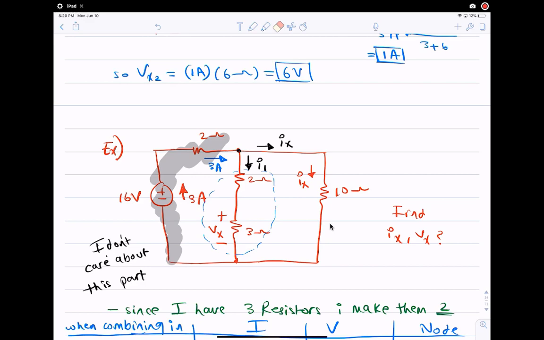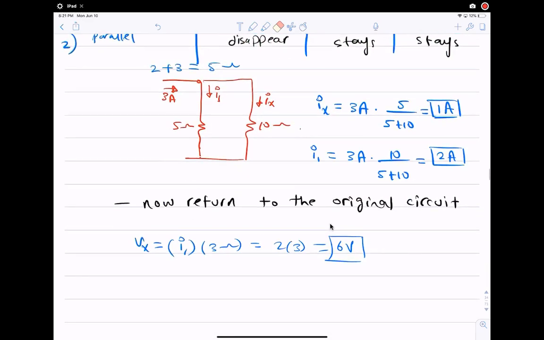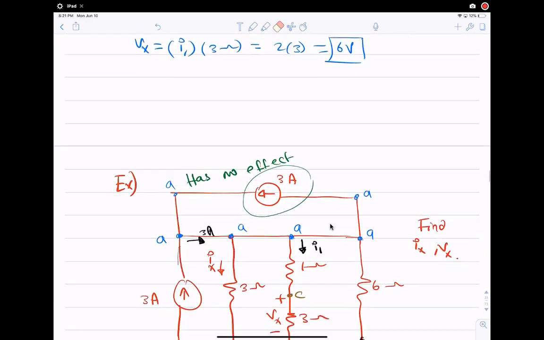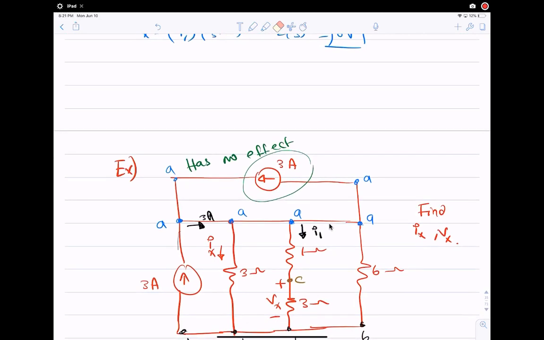Now stay with us for more problems. I'm gonna be covering next time a complicated problem with two current sources and a couple of resistors. So stay with us.